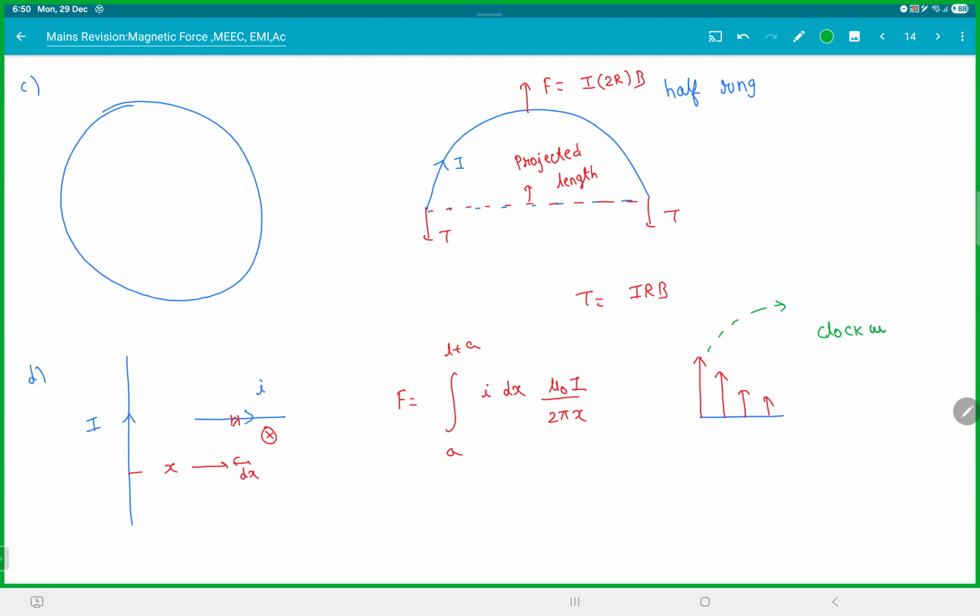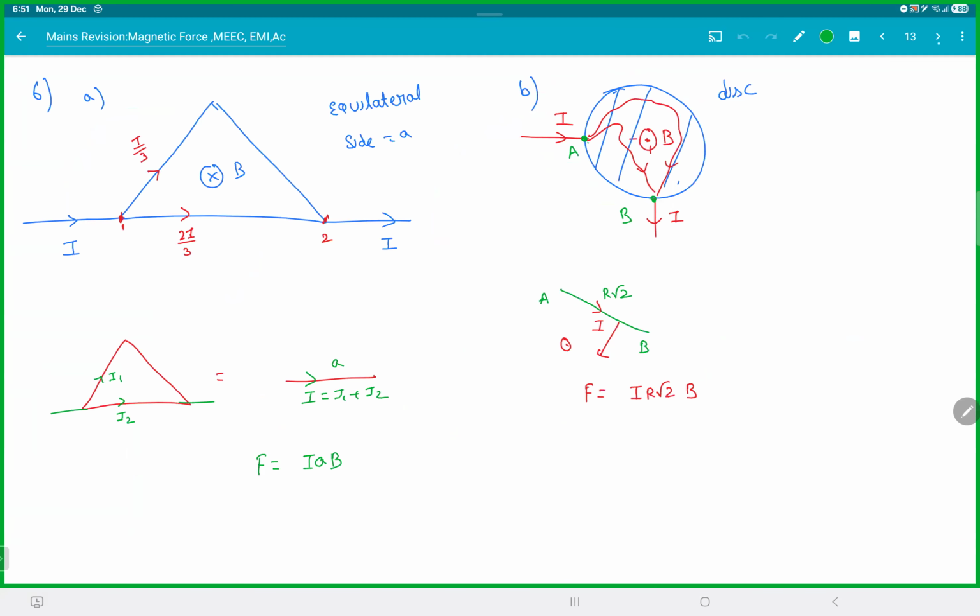So if they ask you that question, which way will it move? It moves up and rotates clockwise. Is that clear, everyone? That itself is a very simple theoretical question. Clear? So these are some good ones. You should definitely know them, how to handle them with projected length.